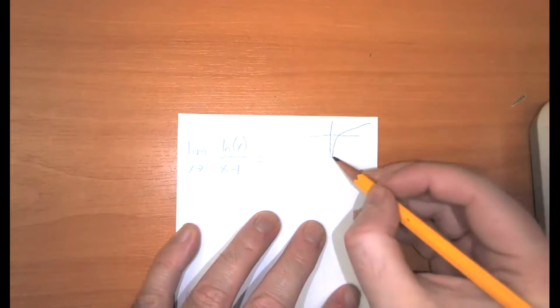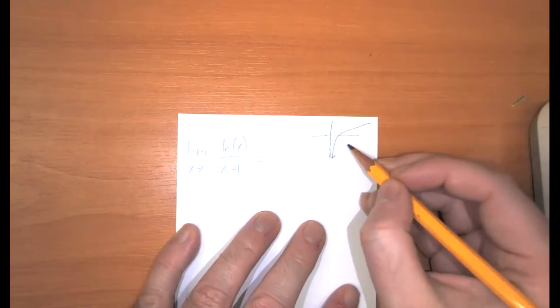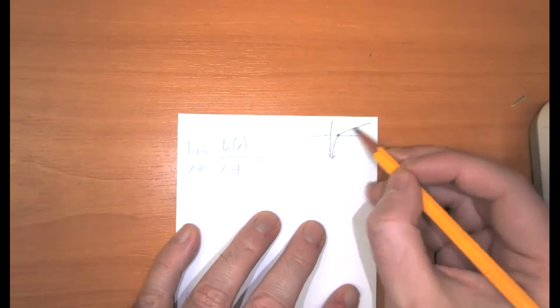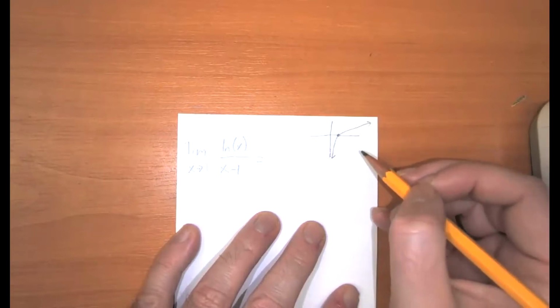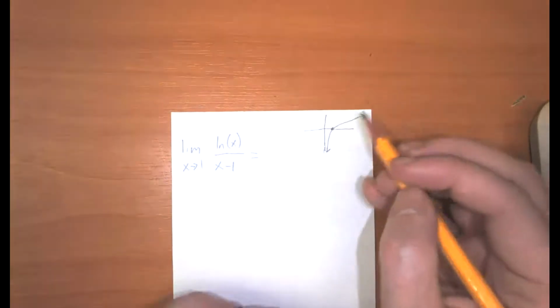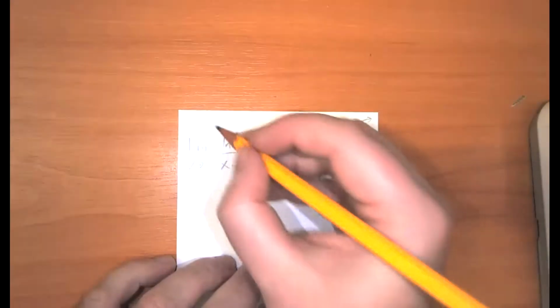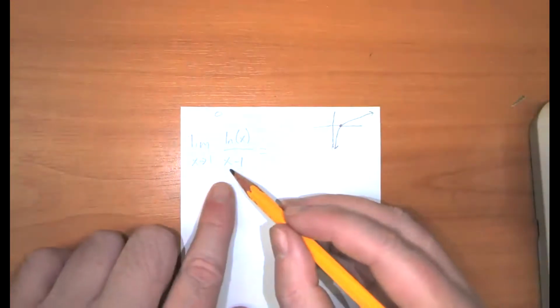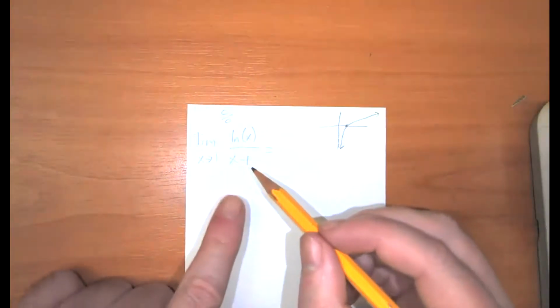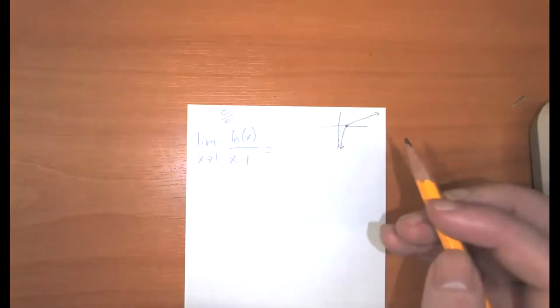As x gets closer and closer to 0, it's approaching negative infinity. And when x is equal to 1, it's equal to 0. And as x approaches infinity, it's approaching infinity, but really pretty slowly. Okay, so the natural logarithm of 1 is equal to 0, and 1 minus 1 is equal to 0. So this is an indeterminate form, so we can use L'Hopital's rule for this.